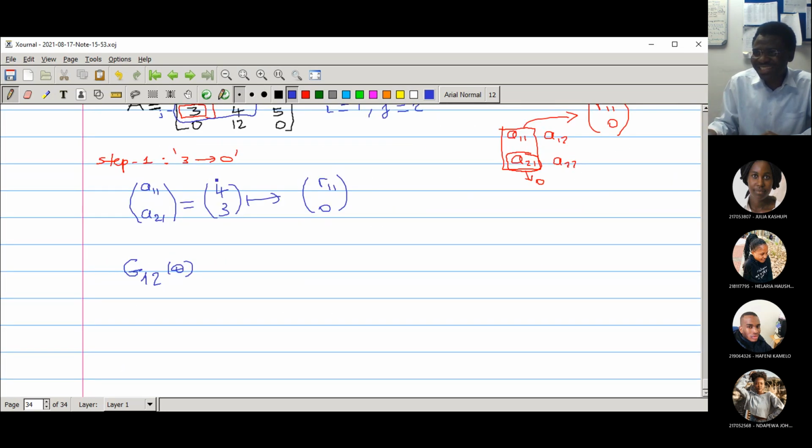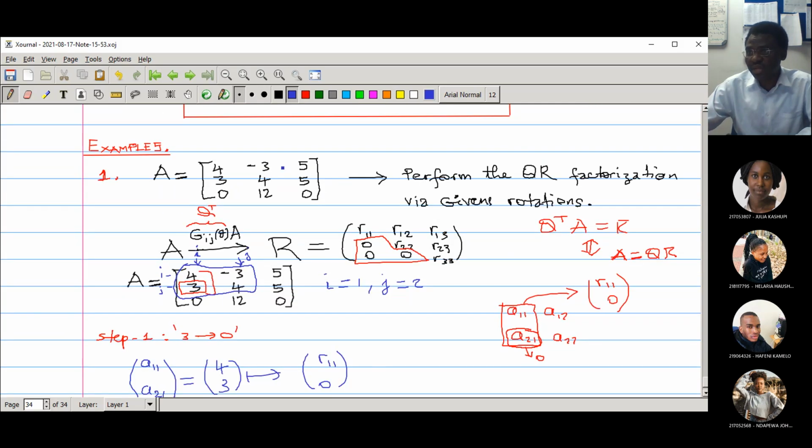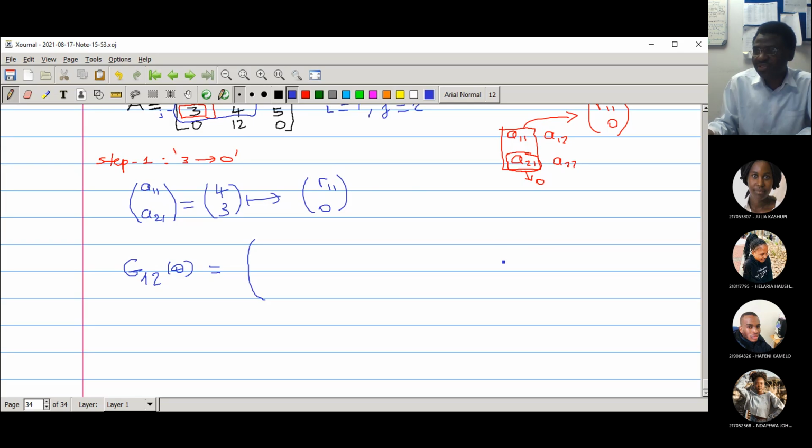We start with the identity matrix. Remember, we modify the identity matrix when we construct the given rotation matrix. Because this matrix is 3 by 3, we construct a 3 by 3 identity matrix, with 1, 2, 3 along the diagonal. All the other entries are 0, because that's our identity matrix.